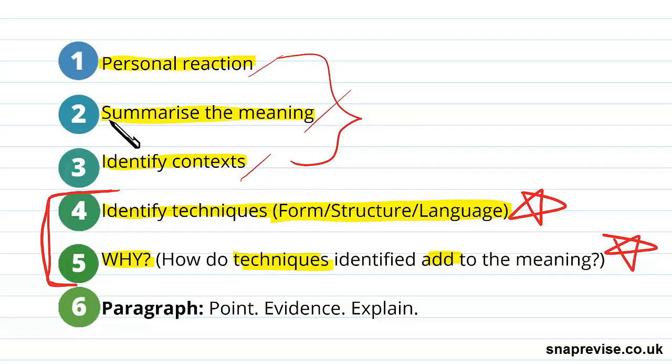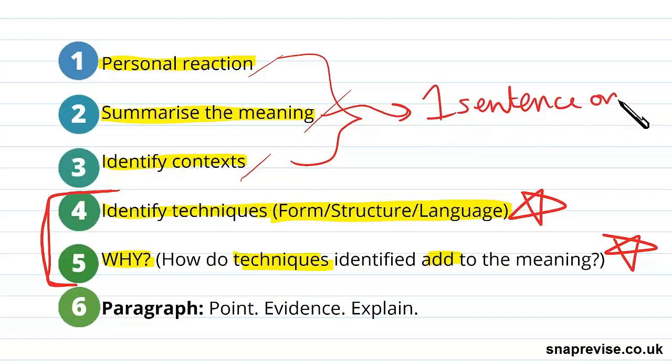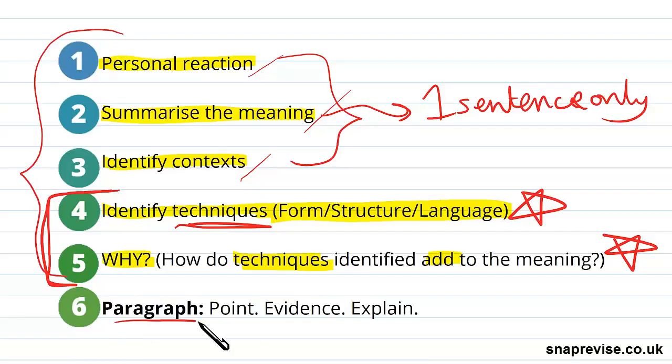Just to say, when summarizing the meaning, do not spend more than 1 sentence on this. There is no point explaining the plot to a novel and then not having time to talk about the techniques that the writers use. The most important thing is talking about their techniques. The summary can come later. So if you're pressed for time, steps 4 and 5 are the things you need to include in your paragraph. But ideally, you would include all 5 of these in your point, evidence, explain structure. And we'll go through that in a bit more detail later on.